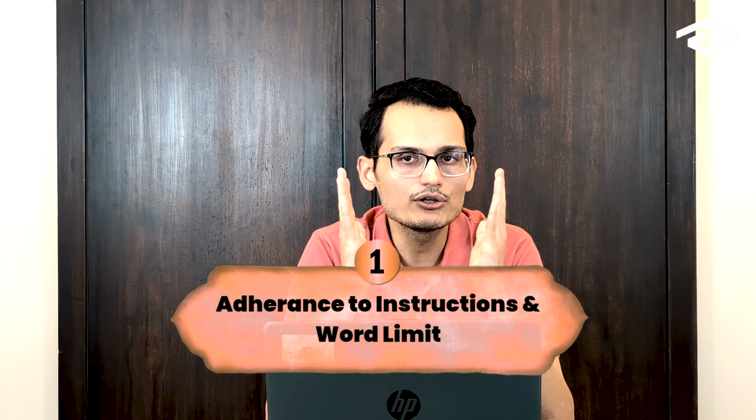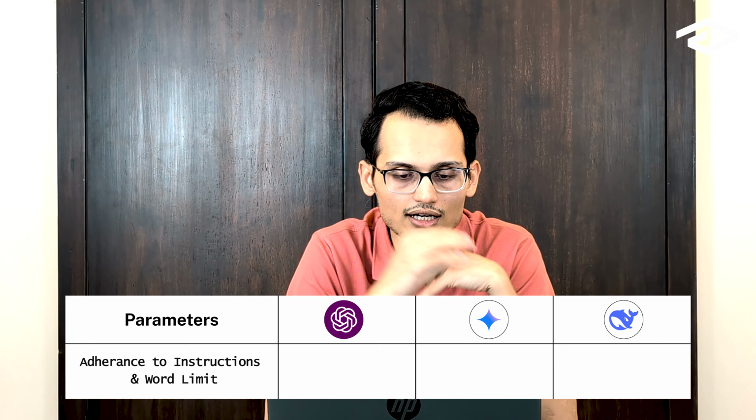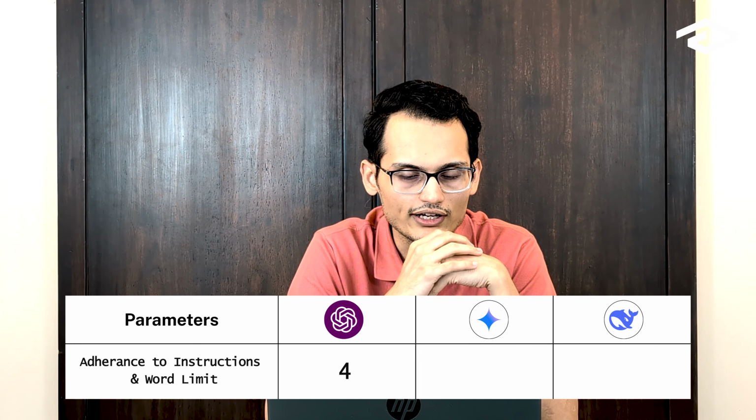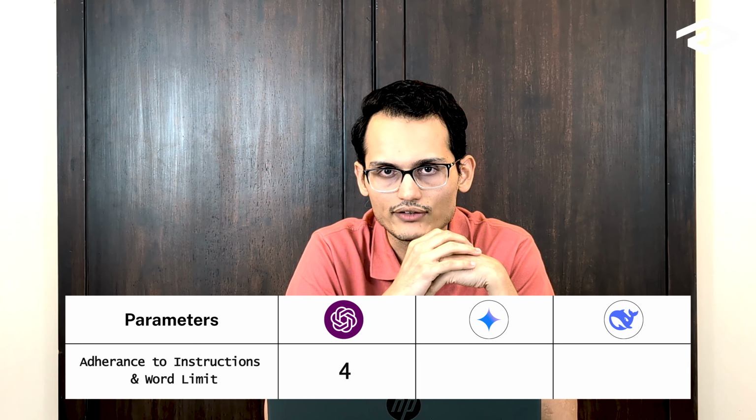So the first parameter, and this should now be visible on your screen, is adherence to instructions and the word limit. Remember how I told you that I gave a bunch of instructions and a word limit? I think that's the first thing that you need to judge any AI on, because if it can't do something as simple as follow instructions, then why are you even using the AI, right? Now, in that regard, I've given ChatGPT a 4 on 5. The only reason I give it a 4 on 5 and not a 5 on 5 is because it did mess up the word limit and it didn't actually add the university specific details.